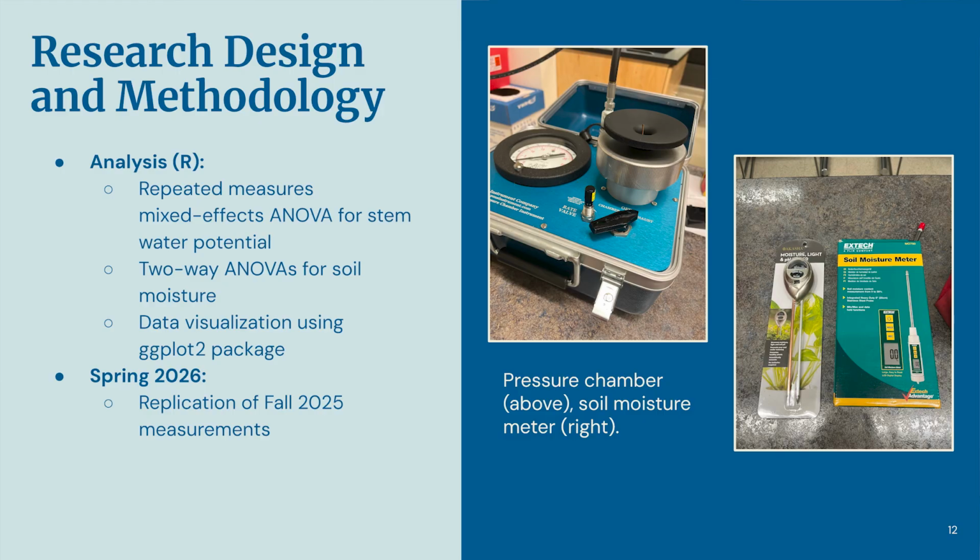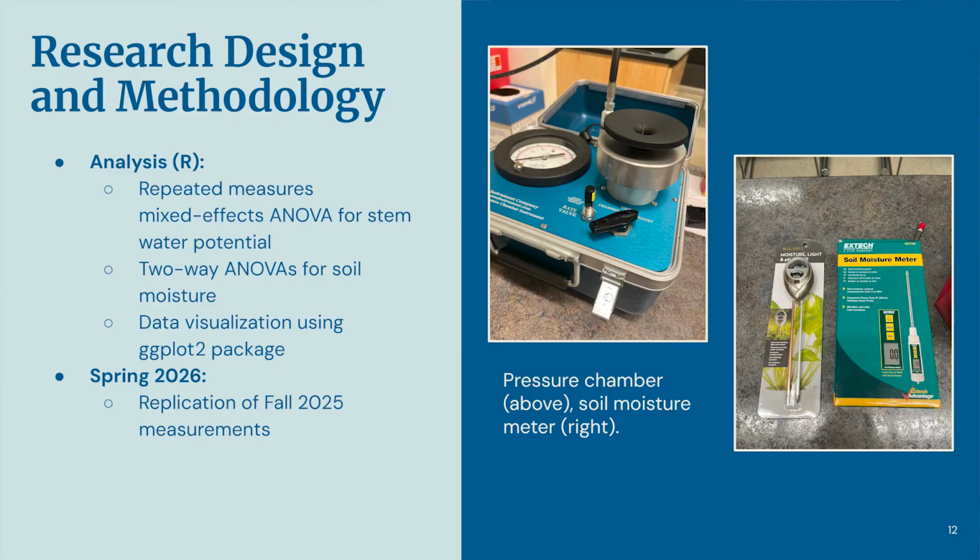Just some of my analysis: I used R, and I used repeated measures ANOVAs for the water potential since I was repeatedly taking those measurements from the same tree. And then just a simple two-way ANOVA for soil moisture, and I used the same replication and methodology for my spring data.